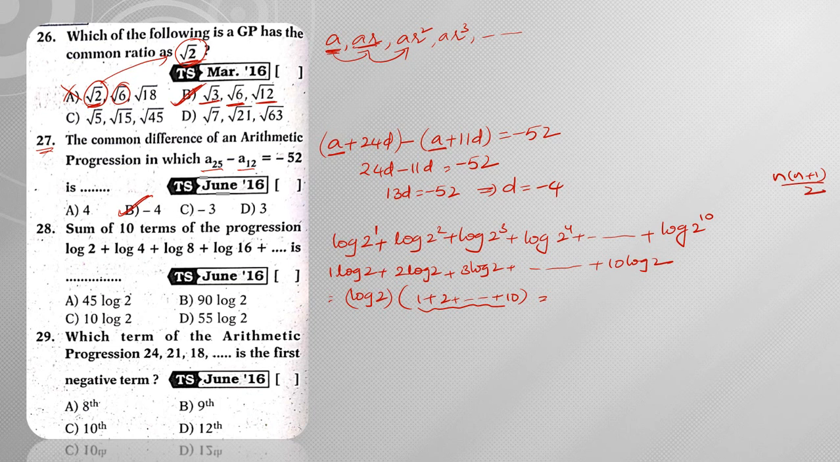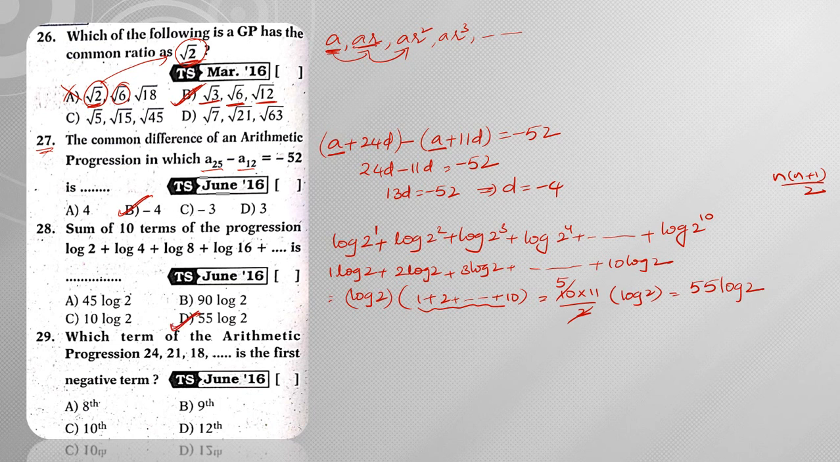The same way, sum of first 10 natural numbers is nothing but given by 10 into 11 by 2 into log 2. Now in 2 table, this goes 5 times, 5 11s are 55. So the answer is 55 log 2.